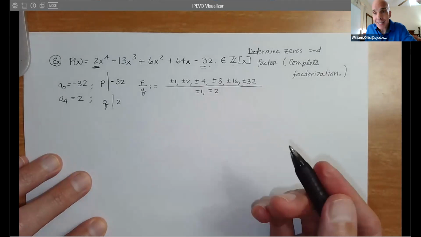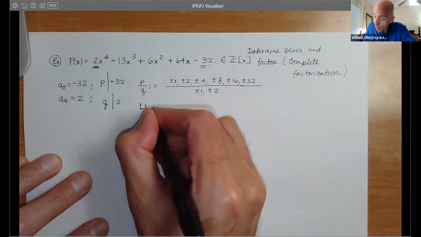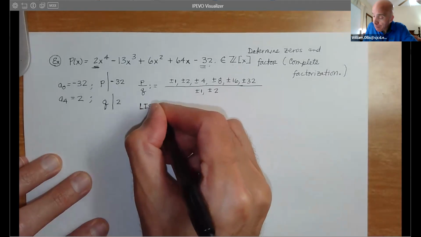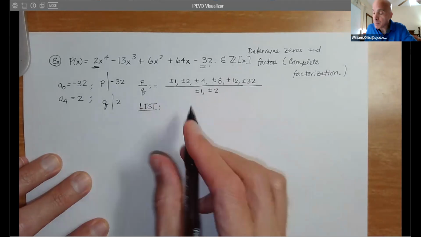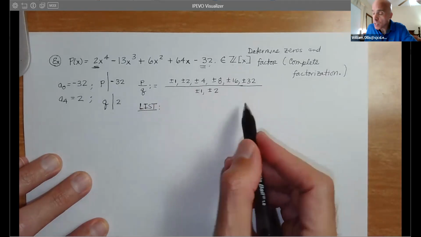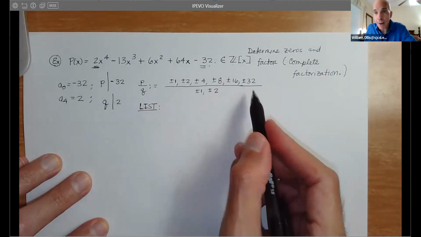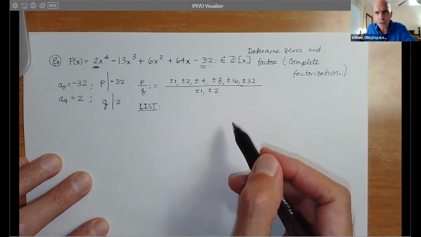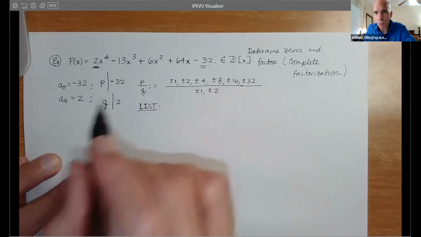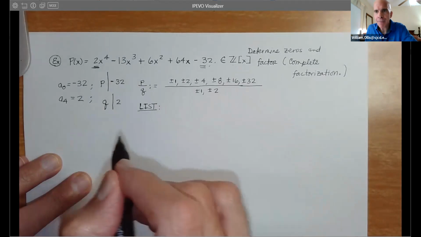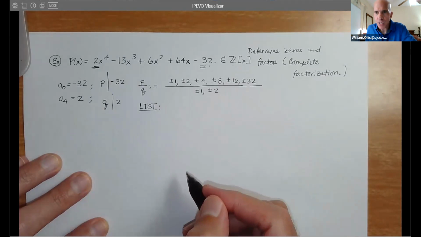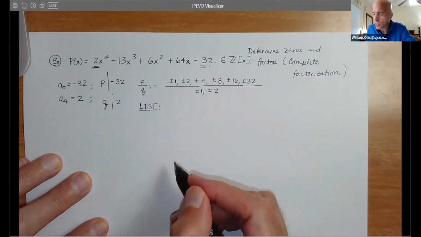Now, what kind of list does this give us? Well, now remember, if the WebAssign problem says just give the candidate list, you'll have to write all of these separately. You can't normally use the plus or minus. You'd have to do 1 and then minus 1 in a separate type list. I don't usually think the WebAssign likes the plus or minus symbol.